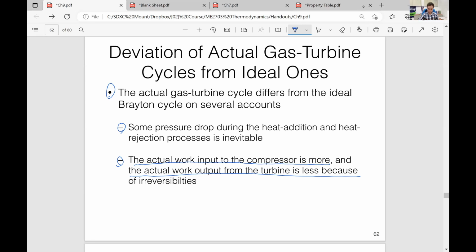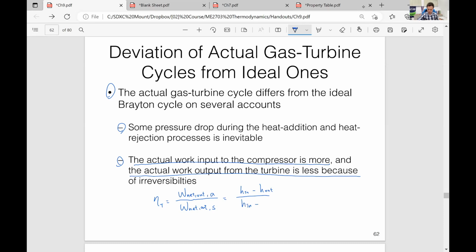So the isentropic efficiency of a turbine is the net work out of the turbine. This is the actual one, and the isentropic one is the ideal one, right? So that would be H in minus H out.